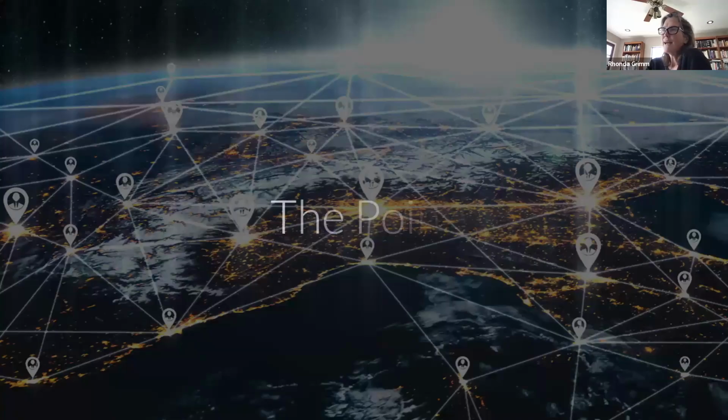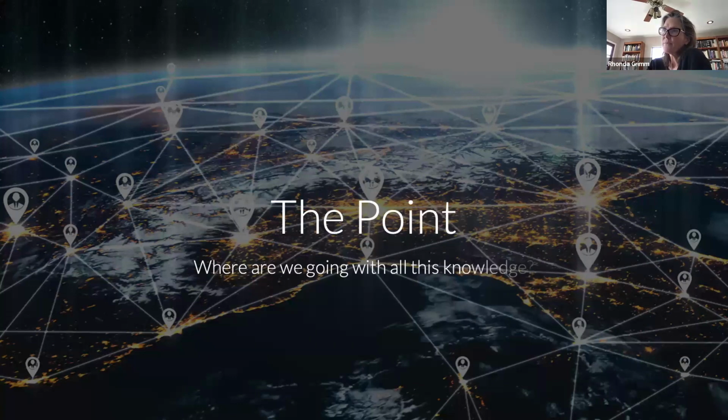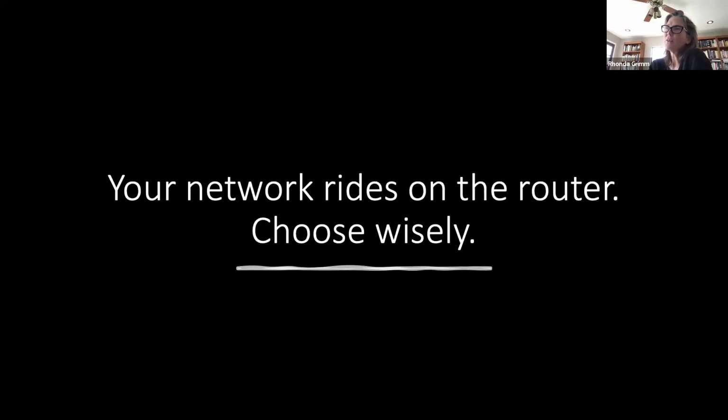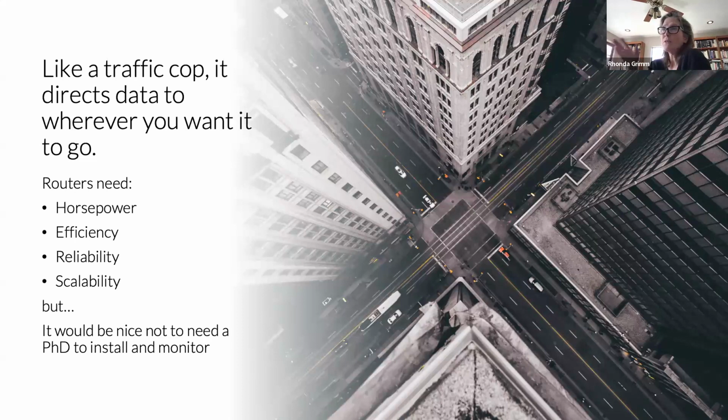So why are we telling you all of this? As you remember from the previous slides, your entire network rides on the router. So what we like to tell people is choose wisely. Your router acts as a traffic cop. It directs data where it needs to go, and routers need horsepower, efficiency, reliability, and scalability. But they can also get very complicated. It would be nice not to have to have a PhD to install and use these things.